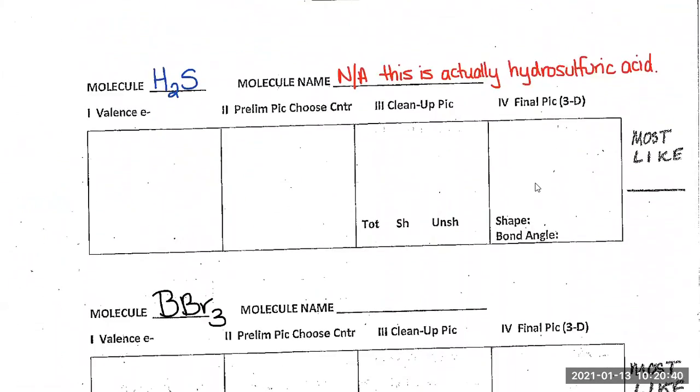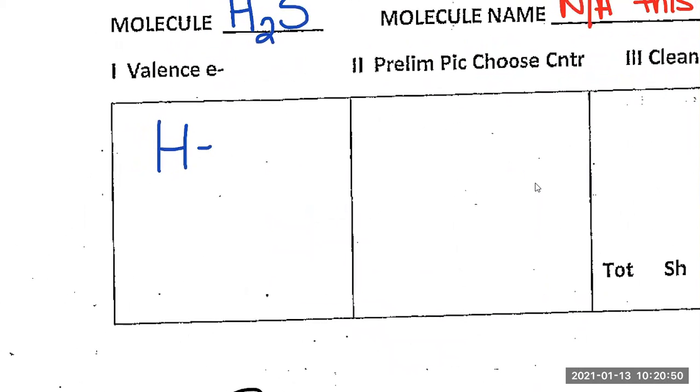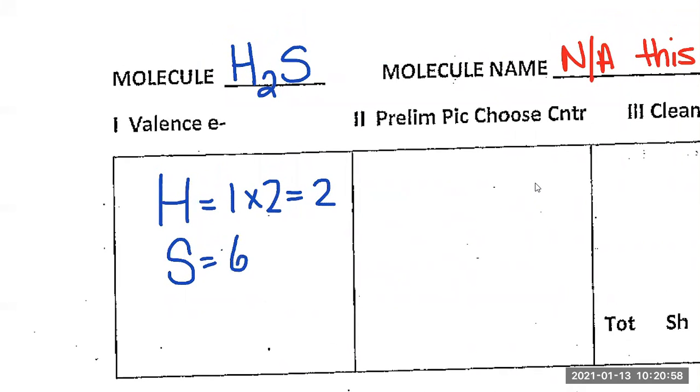All right, our next one, H2S. This is actually hydrosulfuric acid, so we're not going to name it. Acids are named a little differently, but the drawing's going to be the same. Hydrogen has 1 electron. There's 2 hydrogens in this, so 2. Sulfur, it has 6 times 1 sulfur, and that gives us 8.